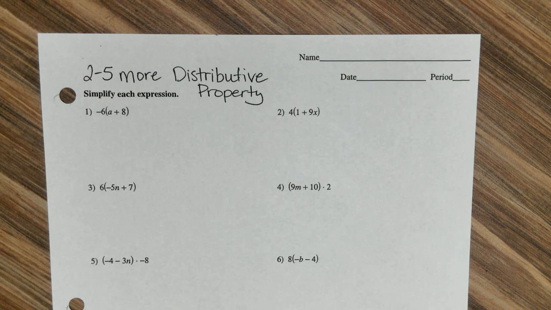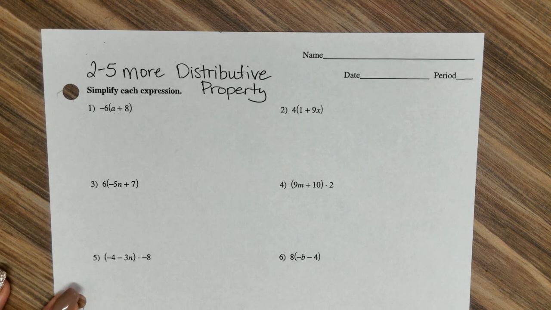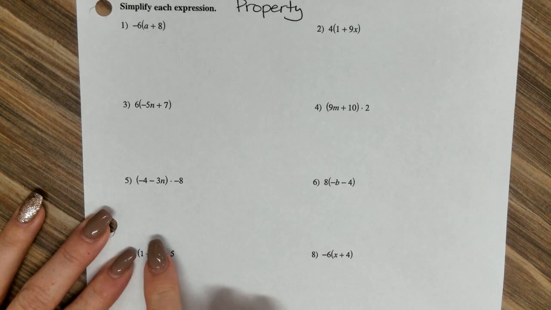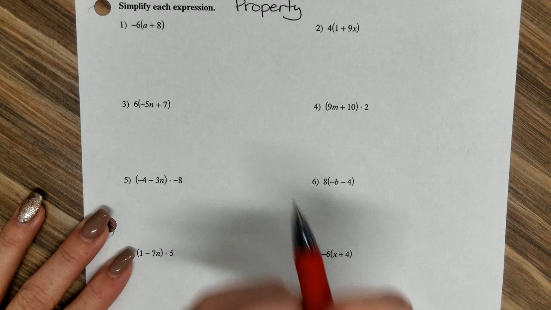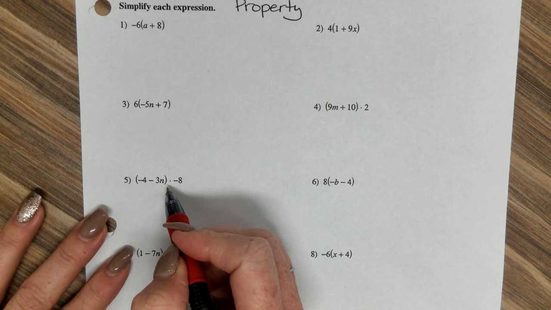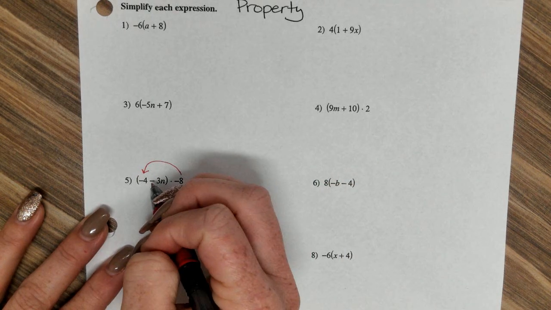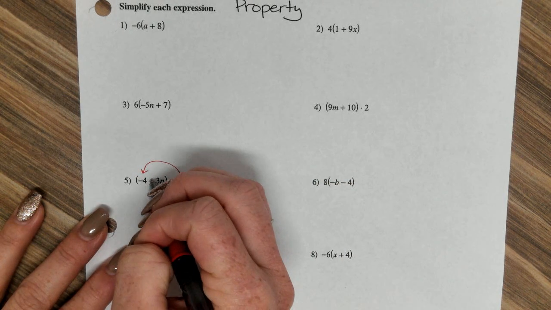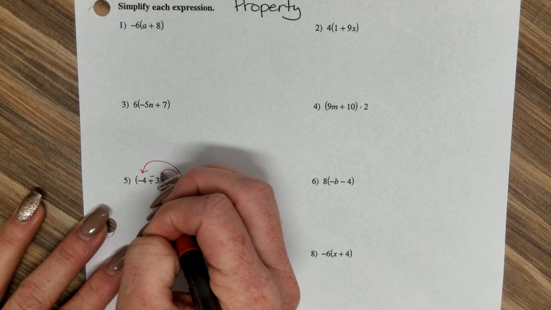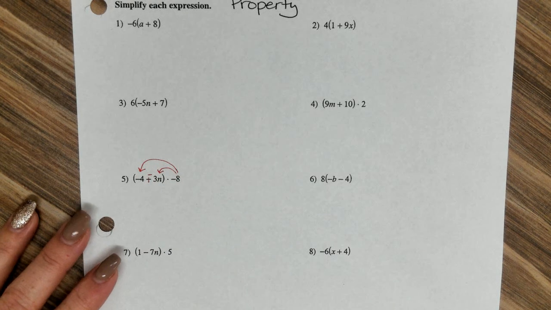Okay, again, put your full first name and last name. If they use the variable A, then you use the variable A. Don't change it. Be careful on number 5. This right here is just a multiplication sign. So you're just distributing the -8 to the -4. But what do I need to do right here? Change the sign, and then the -8 to the -3n.